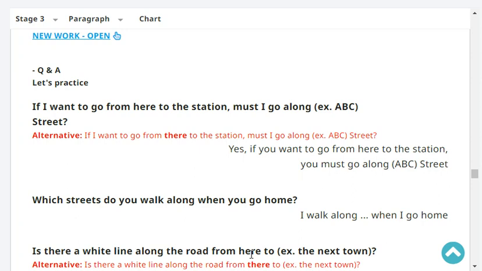Wait, which streets do you walk along when you go home? I walk along, let's say, ABC Street when I go home.